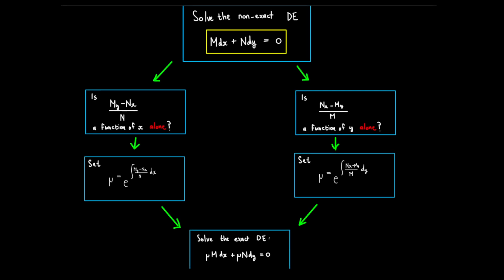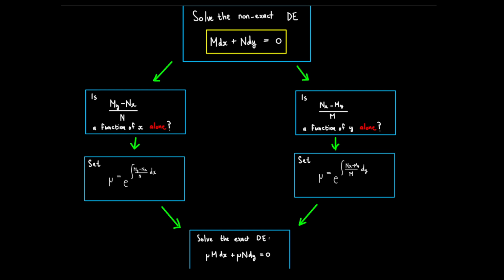So to solve this equation M dx plus N dy equal to 0, we first compute these two quantities. So going on the left here, take M_y minus N_x divided by N. And then we check, is this going to be a function of x alone? If it's not, then we stop and we check the right-hand side. Then we check, is N_x minus M_y divided by M, is that a function of y alone? If it is, we continue downwards, and if it's not, we stop. So if, on the left-hand side, M_y minus N_x divided by N was a function of x alone, then we can create this integrating factor, and then finally solve the corresponding exact equation here.